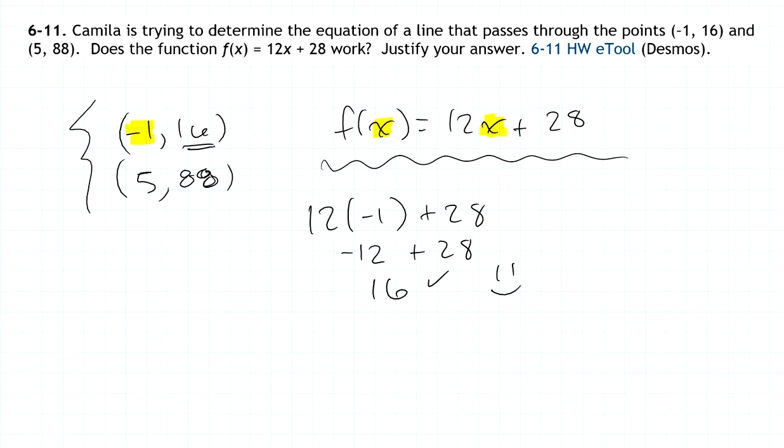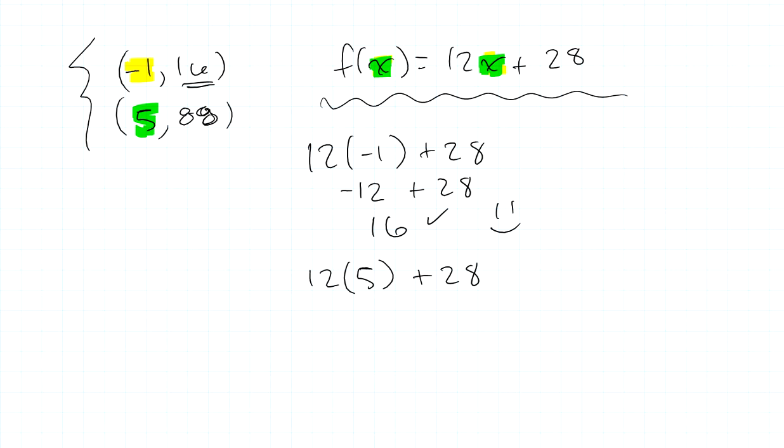Now, if we just check and make sure that it works for the second point, we'll be in great shape. So for the second point, we're going to take this 5 and plug it in for x in both locations. And we're going to see if it produces 88 as the output. If it does, then we know it works for the second point as well. So we'll take the number 12 and multiply it by 5, and then add 28 to that, and we're looking for a value of 88.